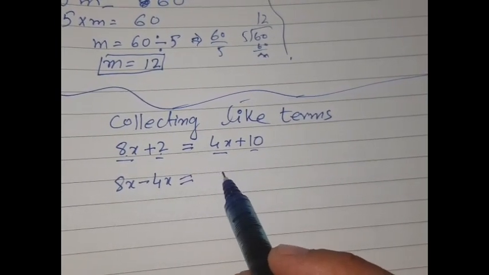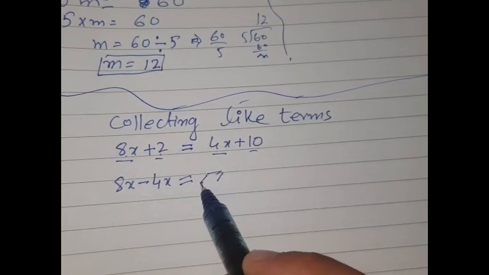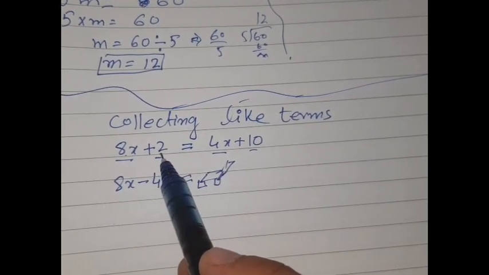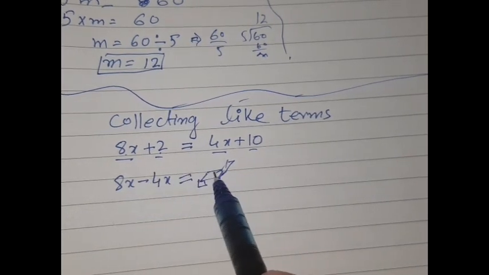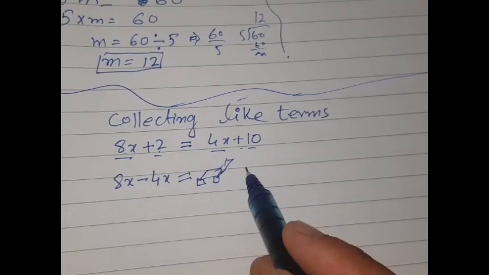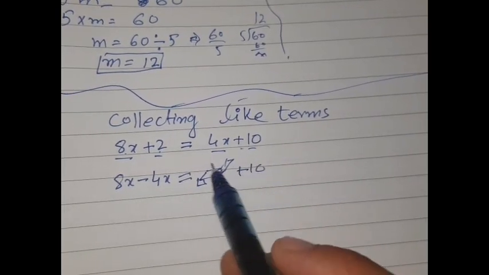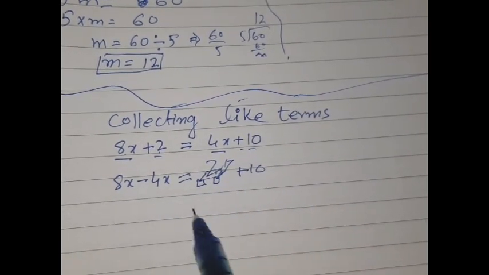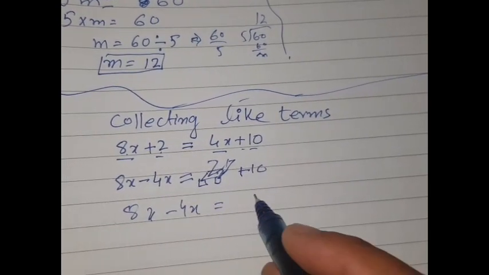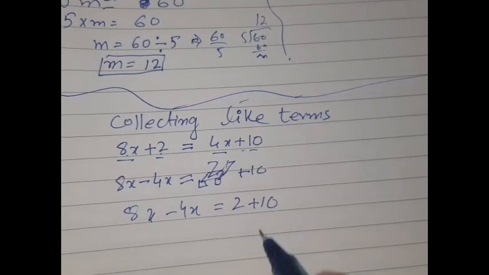remember this 4x is not there anymore, and the seat for this 4x is empty now because I just gave the seat of 2 to 4x. So this seat is empty, so 2 wants to be here. Alright, 10 was here. I'll keep 10 as it is, and I will bring this 2 to this side on the seat. Now what is my new equation? I have 8x minus 4x is equal to 2 plus 10.